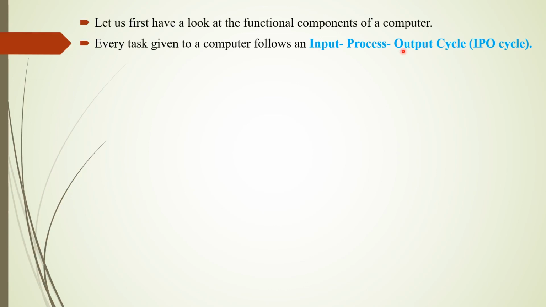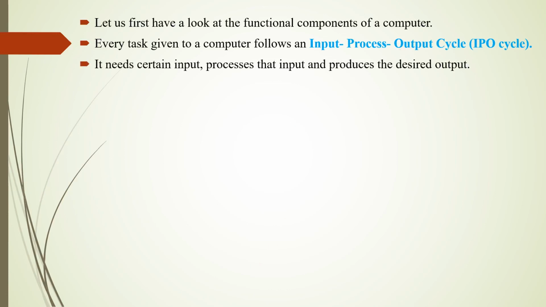Each and every task is followed by this rule only. If we give an input, the CPU processes something and gives the output to us. This is considered the IPO cycle. It needs certain input, processes that input and produces the desired output. This is an important 2 mark question from the book.